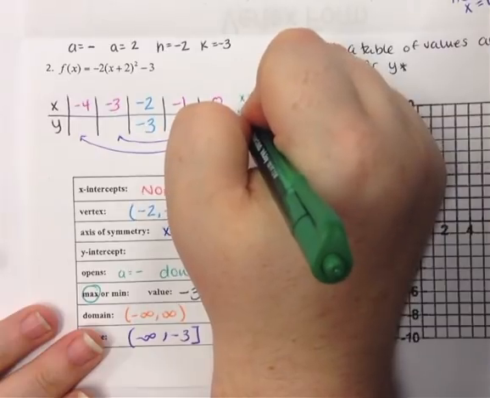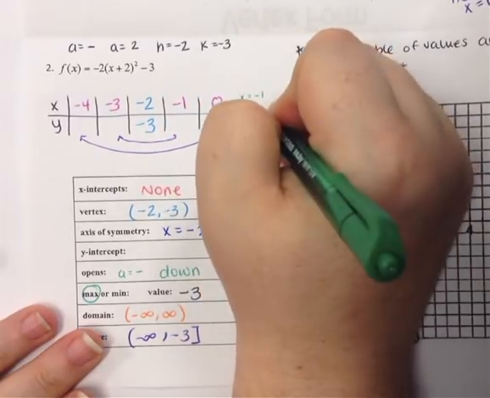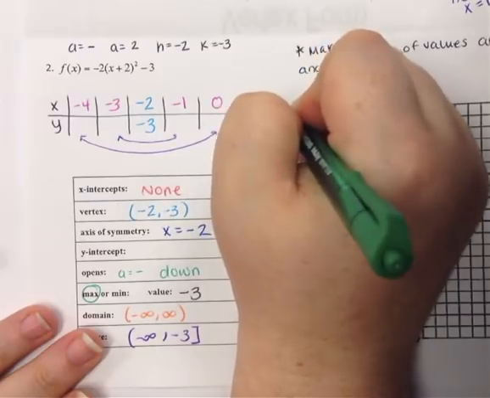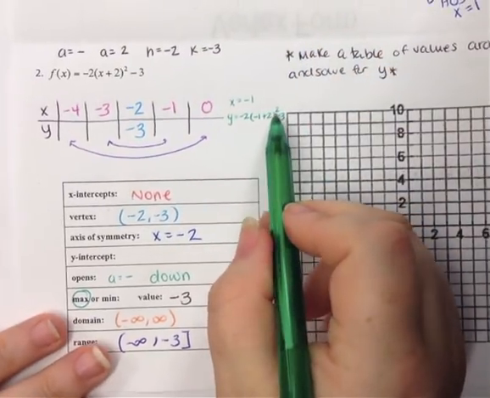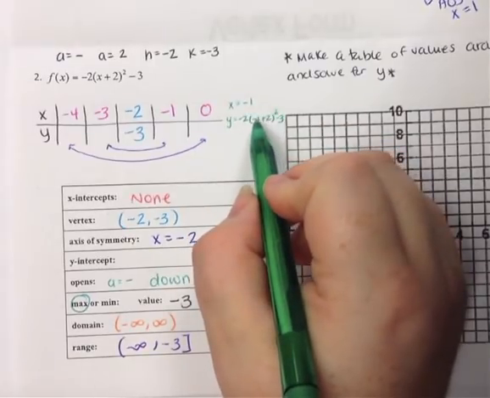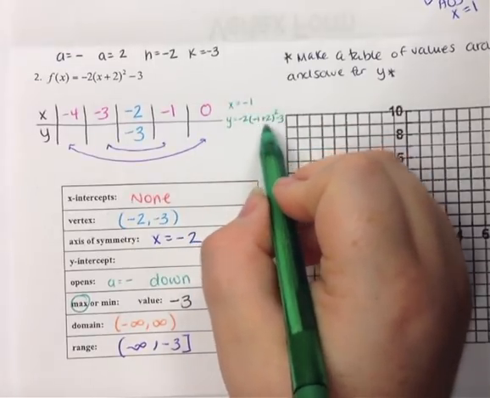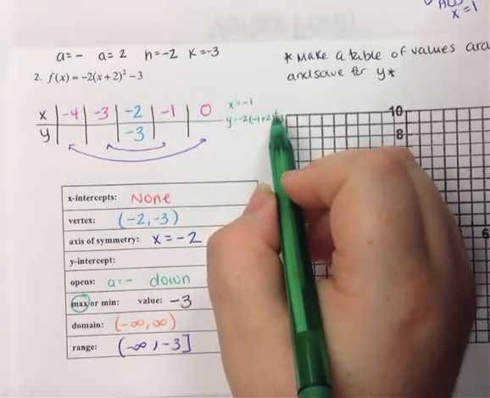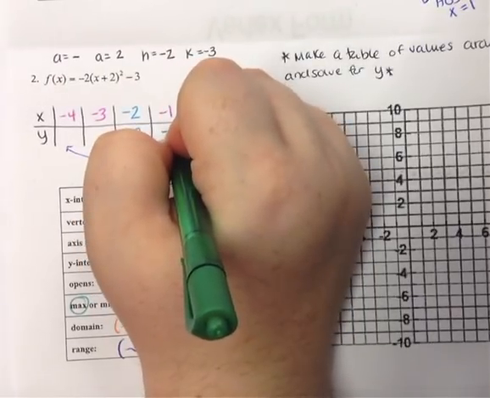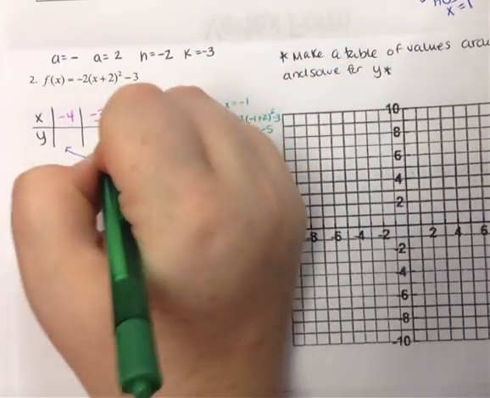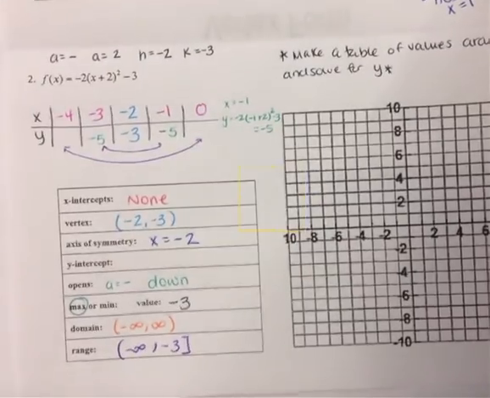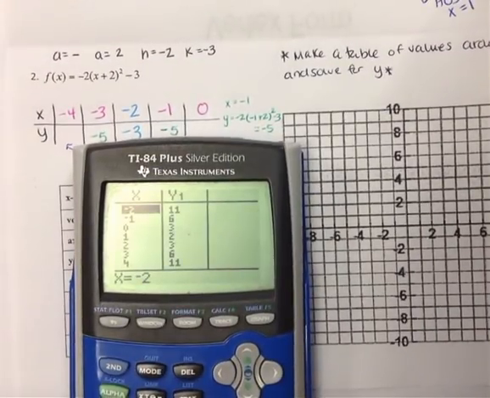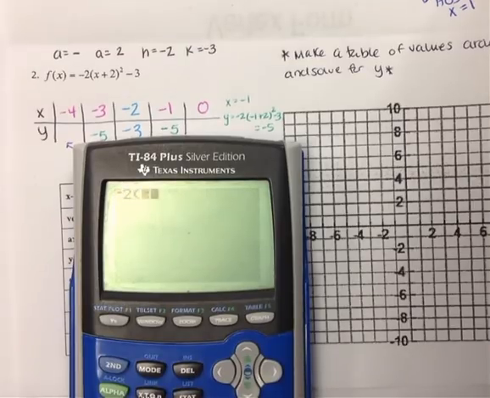I have to plug it back into the original. y equals -2(-1 + 2)² - 3. And you can plug this into your calculator to solve. This is -1 plus 2 is 1. Squared is 1. Times -2 is -2. Minus 3 is -5. So this will be -5 right here. And therefore, the -3 will be at -5 as well. Again, you can just plug it into your calculator if needed: -2(-1 + 2)² - 3 gives us -5.